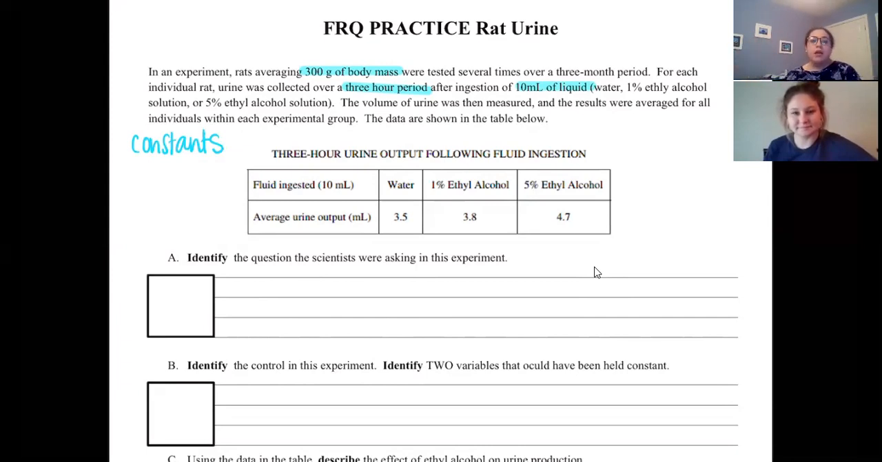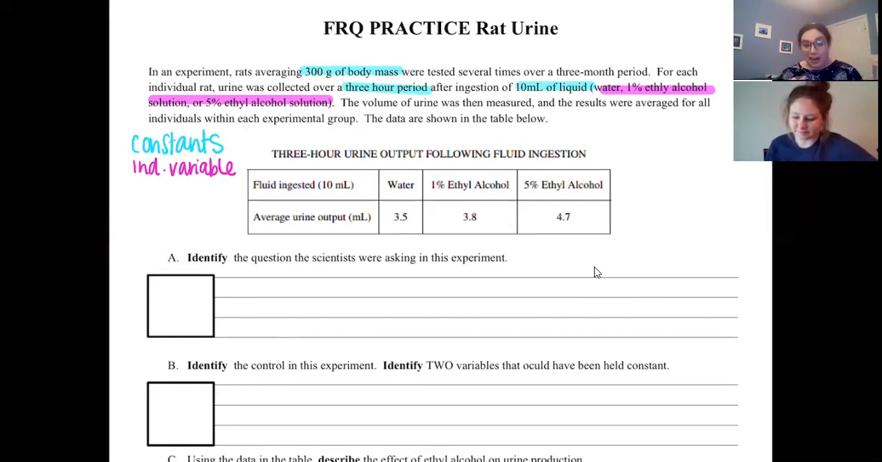The next bullet point in your lab design FRQ is looking at your independent variable. So what is it that the scientists can control and change to see if it has an effect? In this case, what the scientists can control is the percent of the alcohol solution. So the water, the 1% alcohol solution, the 5% alcohol solution, all of that is something that the scientists themselves can control in order to test the effects.